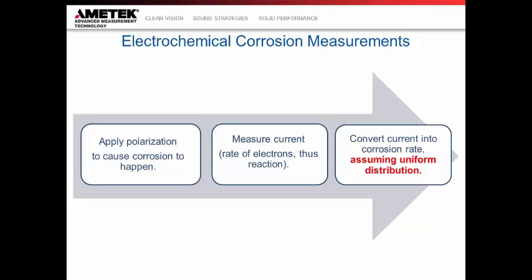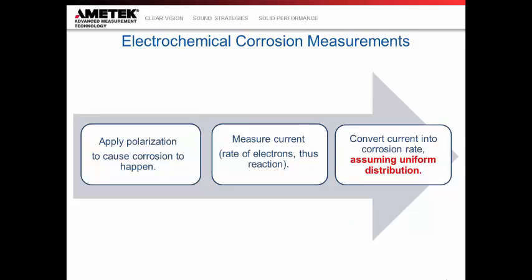So the method that we use for general electrochemical corrosion measurements is to first apply a polarization and cause corrosion to happen. That corrosion is going to cause electrons to flow. We're going to measure those electrons as current, and that's going to tell us the rate of reaction. Once we have the rate of the reaction, we can do some simple algebra to convert it into a corrosion rate. But that assumes uniform distribution of the current across the entire sample surface.